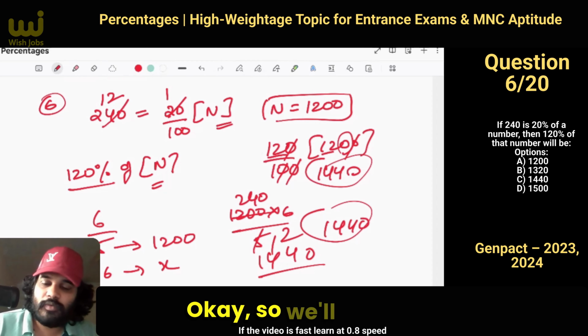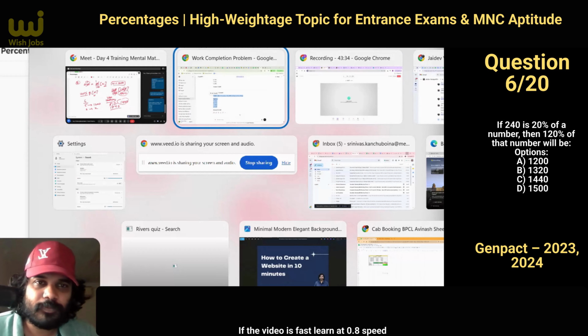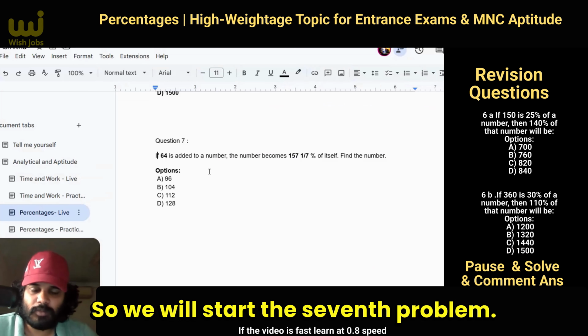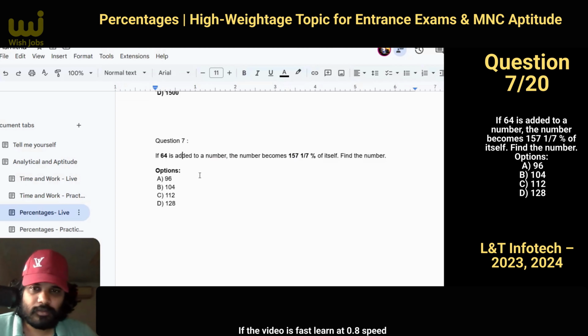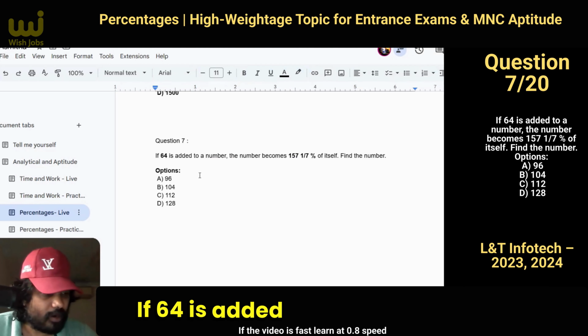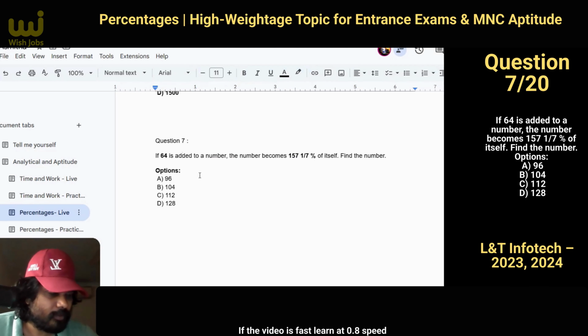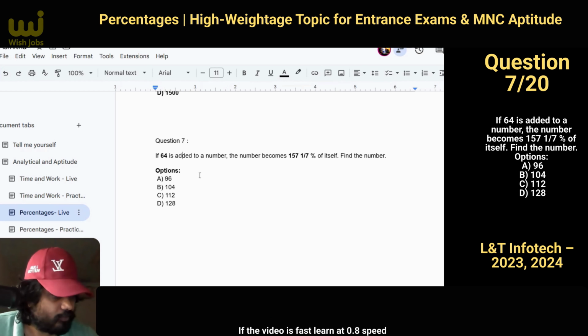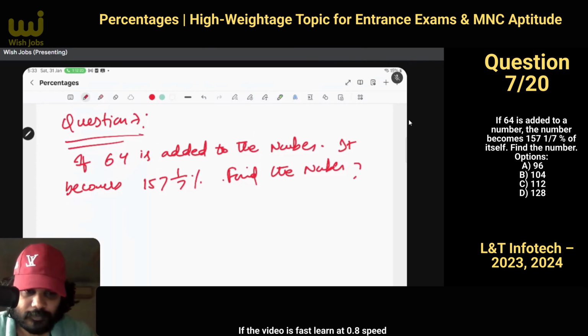Okay, so we'll go on to the seventh problem. So we will start the seventh problem. If 64 is added to a number, it becomes 157 1 by 7%. Find the number. Right? Did you solve it?